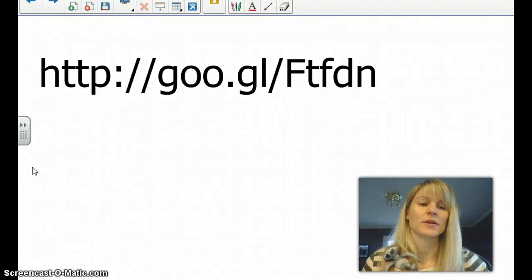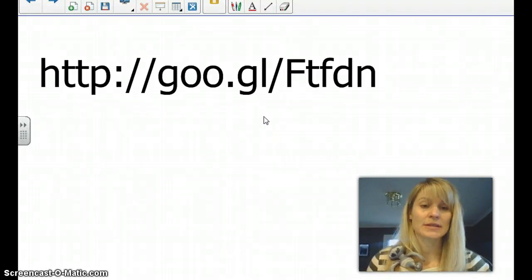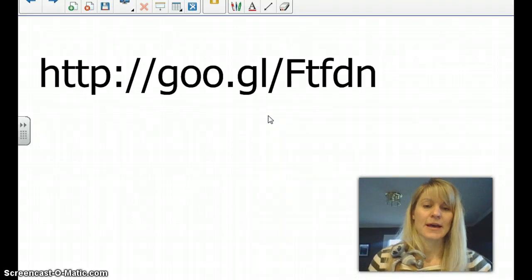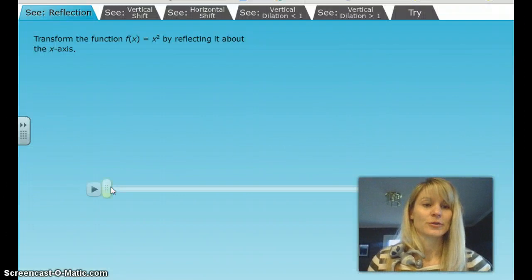All right, so right now you want to either write down or pause and type this web address into your Google Chrome site and then come back to the video. So pause it, put this site in, and then come back to the video. Make sure you have a piece of paper to write some notes on. This should bring you to this site.